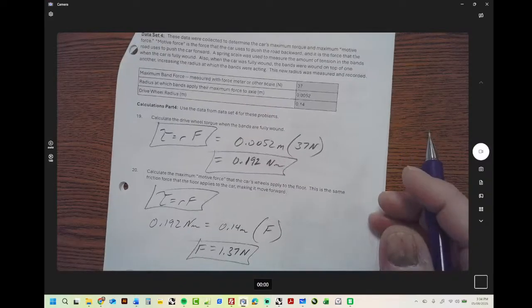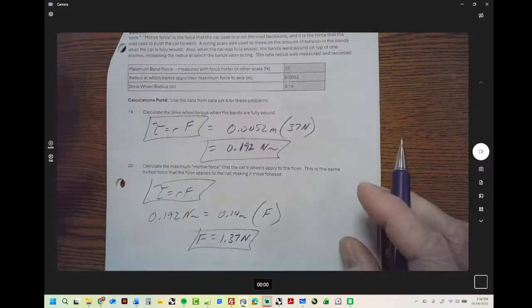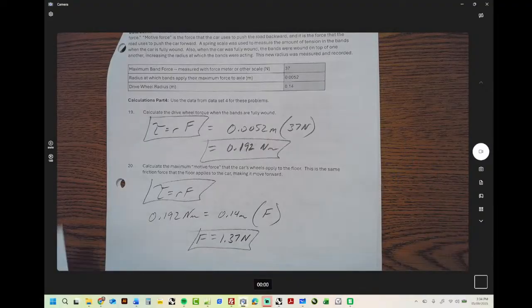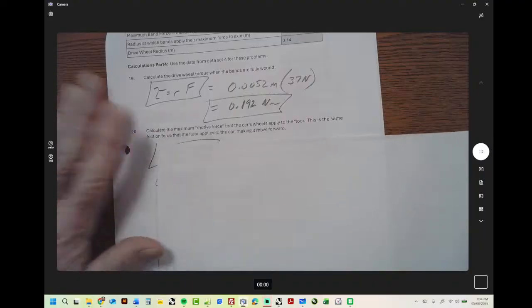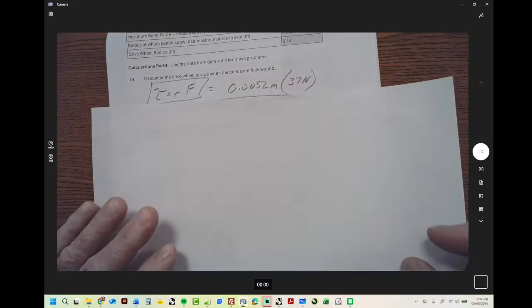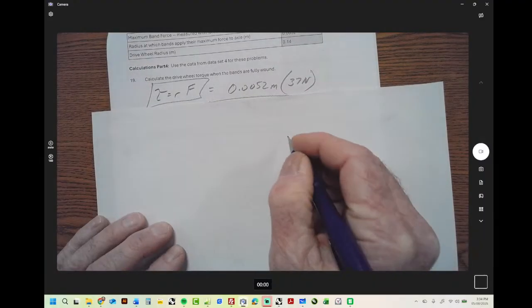Done data set 4 with data set 3 because this is really quick, and the last one's the long one. So with this, we're just focusing on motive force and torque.